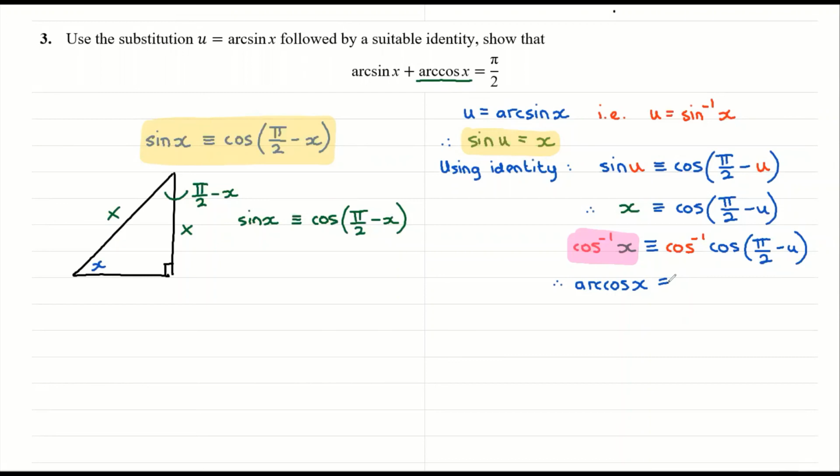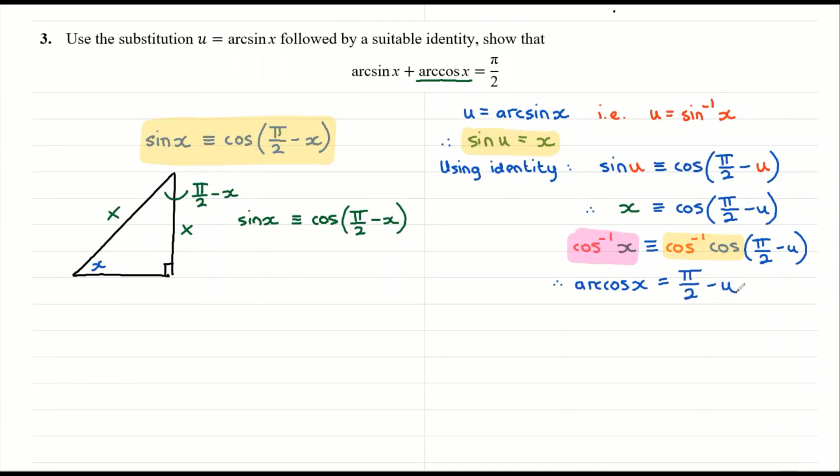And now we have the inverse cos of the cosine. These two functions annihilate each other. In other words, they're inverse to each other, so they undo what each other does. So they have no net effect whatsoever. So we're left with pi over 2 subtract u on the right-hand side.